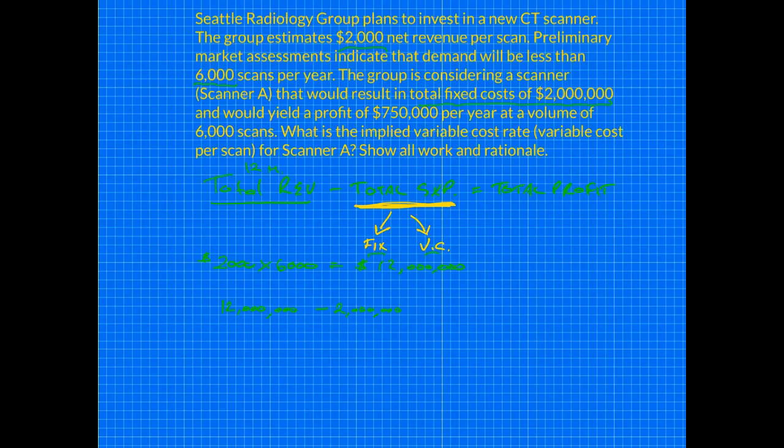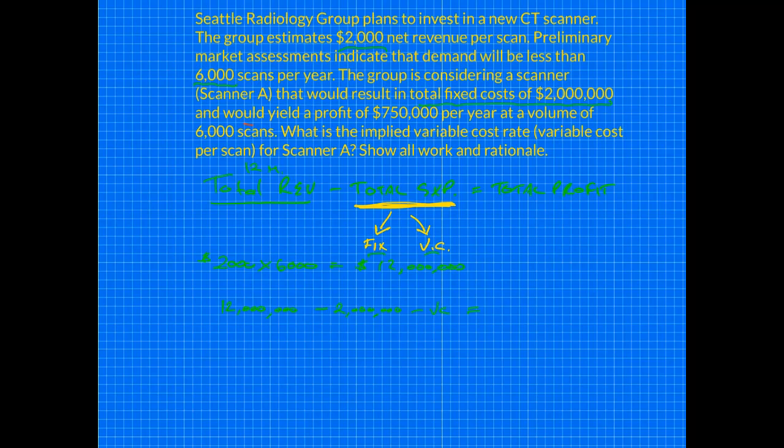Okay? And hopefully you're seeing that, because remember, total revenue minus total expense. Another way to say that is total revenue minus fixed costs minus variable costs equals total profit. But what we don't know is the variable costs. That information is not given to us. Do we know total profit? Well, let's see. We do. That's given to us in this problem.